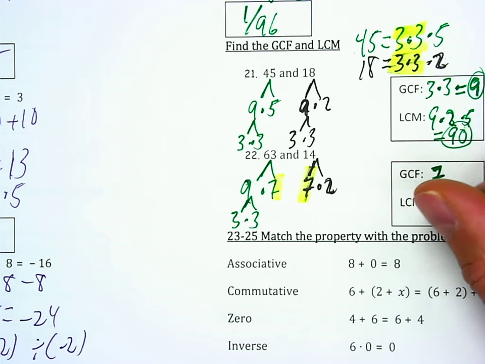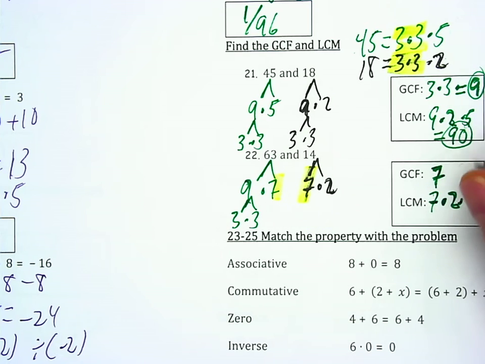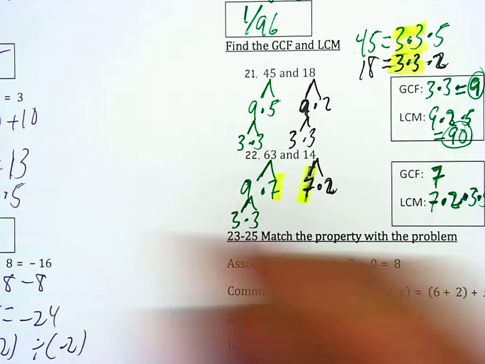My least common multiple, we're going to take that 7, we're going to times it by 2, and times it by 3 and 3. That was my 9. All right, so 7 when you times it by 2 is 14, and 14 when you times it by 9 is 126.